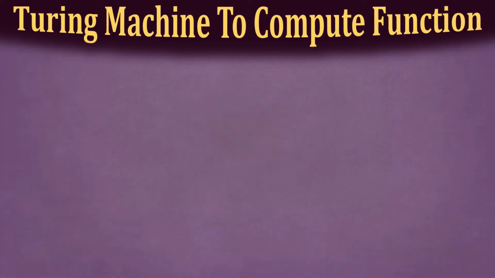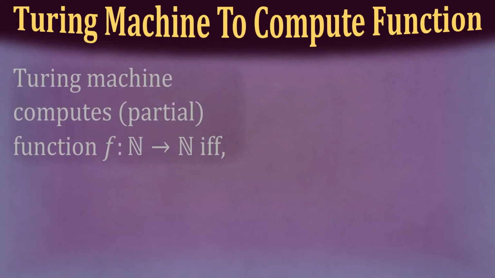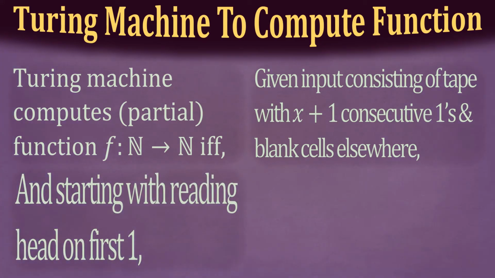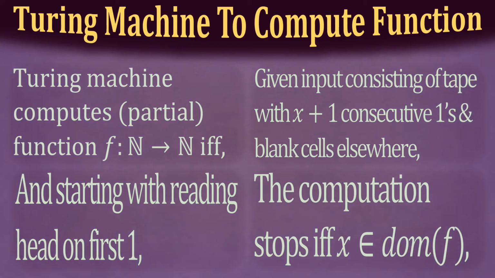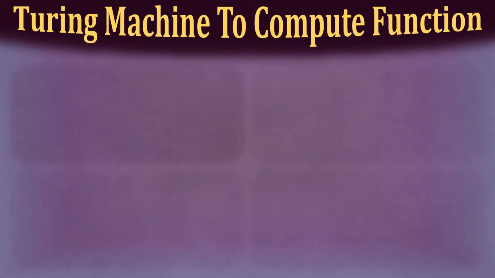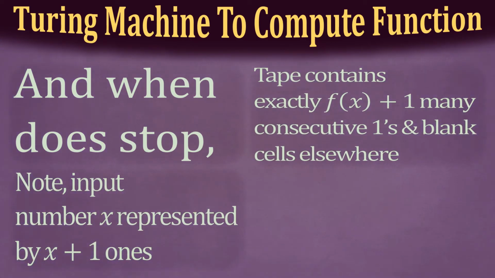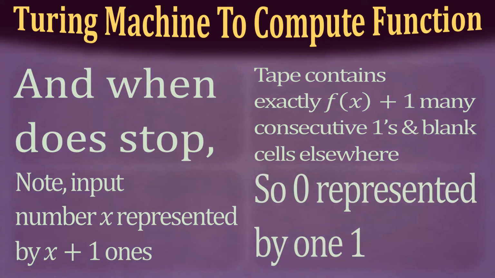Now, let's discuss using a Turing machine to compute a function. A Turing machine computes the partial function f from the naturals to the naturals if and only if, given an input consisting of a tape with x+1 consecutive ones and blanks elsewhere, and starting with the reading head on the first one, the computation stops if and only if x is in the domain of f, and when it does stop, the tape contains exactly f of x plus 1 many consecutive ones and blanks elsewhere. Note that in this definition, the input number x is represented by x+1 ones, thus 0 is represented by 1.